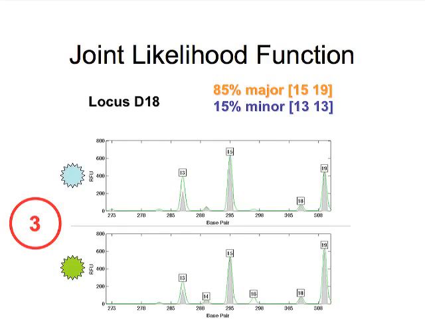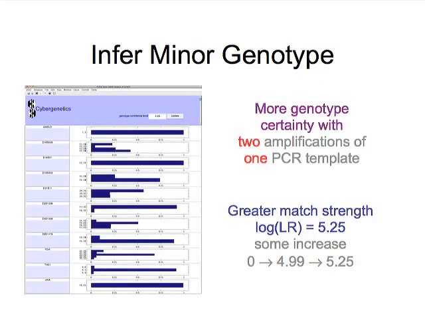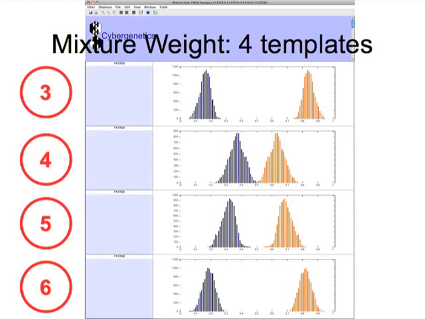We see it as a pattern. The computer sees the likelihood as a number, and it multiplies those together, tries it out for all different genotype possibilities, and it ends up with a little bit more information. Looking at two amplifications from the one PCR template, we have a little more certainty, and the information content went up to a little over 5, and so there was a gain from the human of nothing to under 5 to over 5. Okay. Well, we have 4 templates.